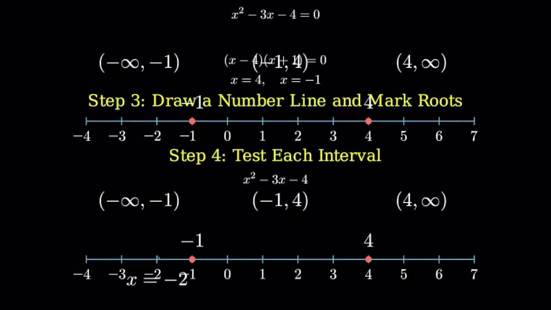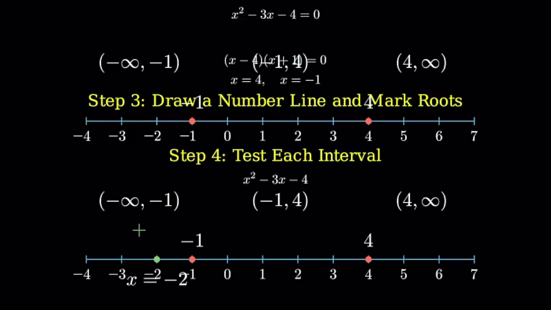Let's test the first interval, −∞ to −1. We can pick x = −2. Plugging this in gives (−2)² − 3(−2) − 4, which is 4 + 6 − 4, equaling 6. Since 6 is positive, the expression is positive in this interval.